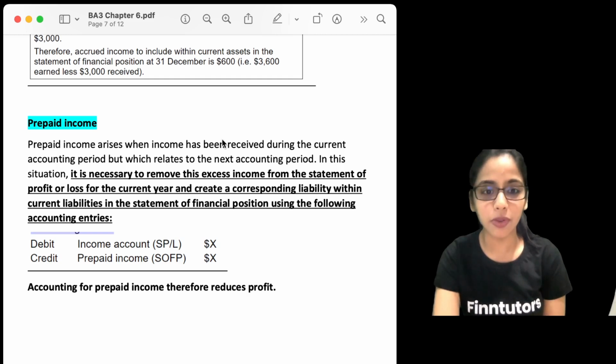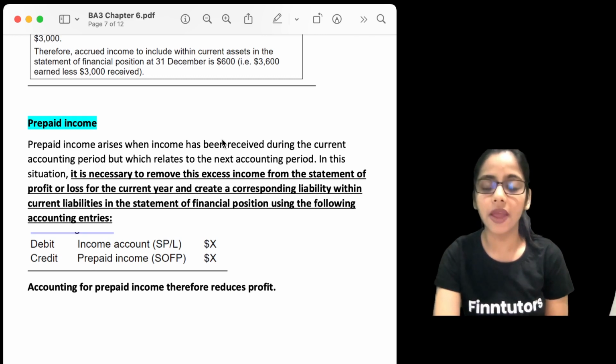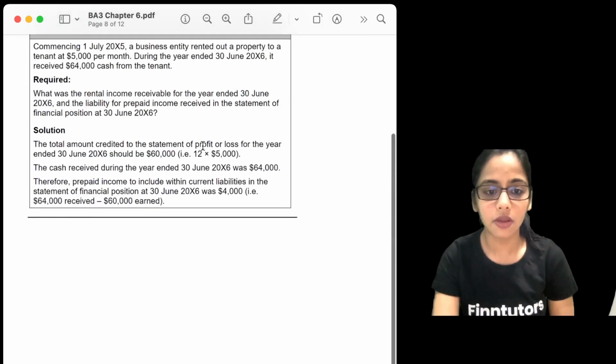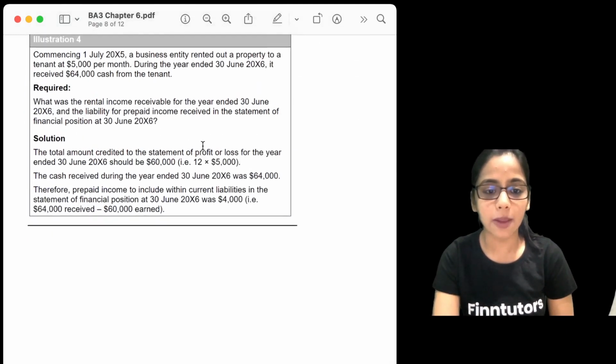So your entry will be, you will debit your income account in the statement of profit or loss and you will credit your prepaid income, and therefore this will reduce your profit. So to look into this with an example, a business entity rented out a property to a tenant at $5,000 per month.